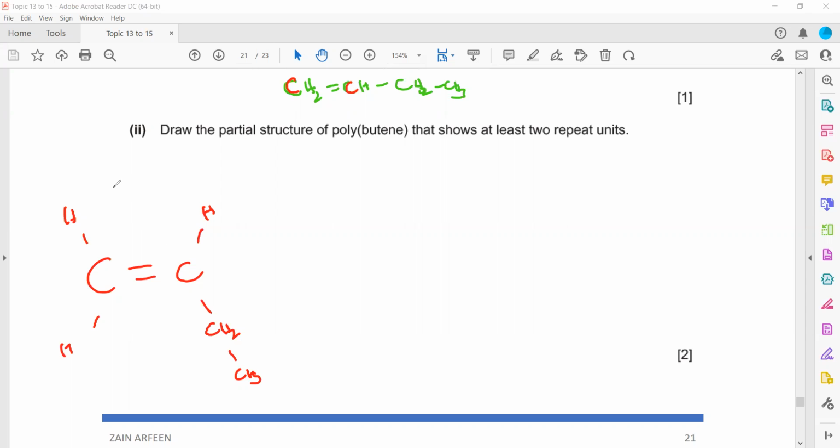So this is a monomer. This is still a monomer. This is not a polymer. Now we want to draw a polymer. In the exam, you just have to directly draw a polymer. I'm explaining how it can be done.